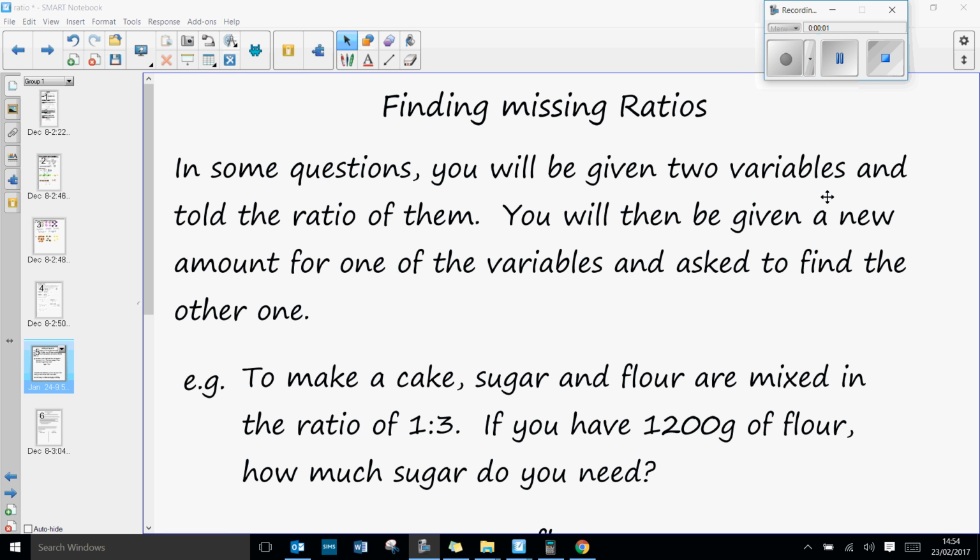So in some cases you need to find missing ratios. In some questions you're given two of the variables and told the ratio of them. You'll be given a new amount for one of the variables and asked to find the other.